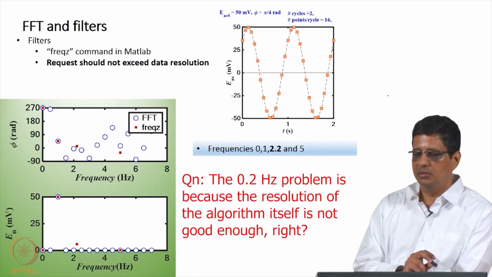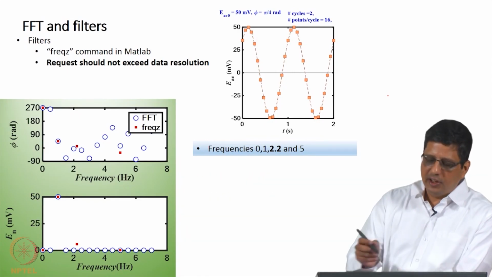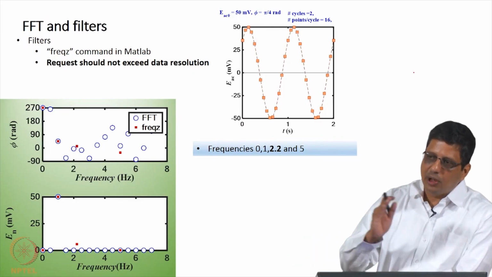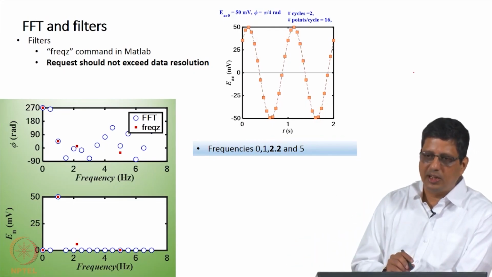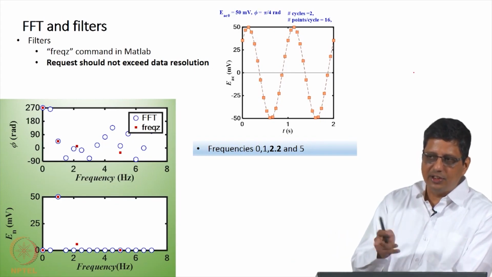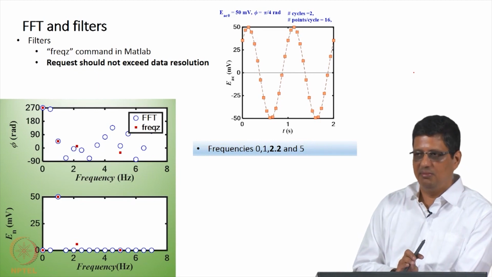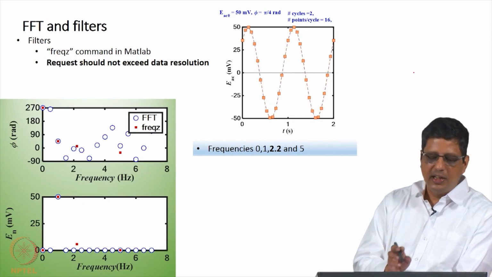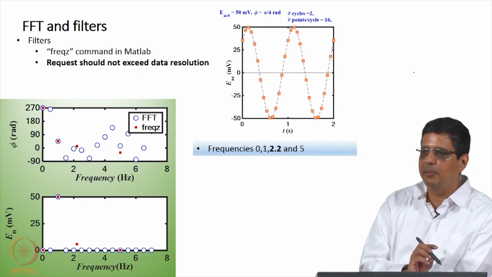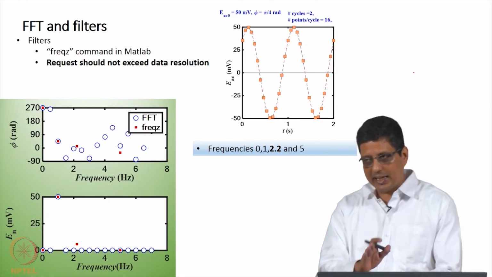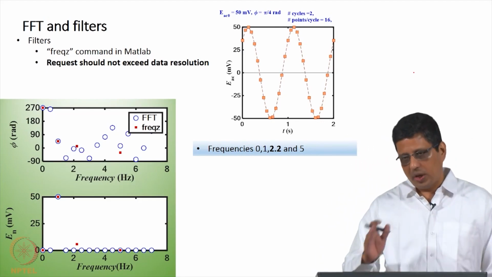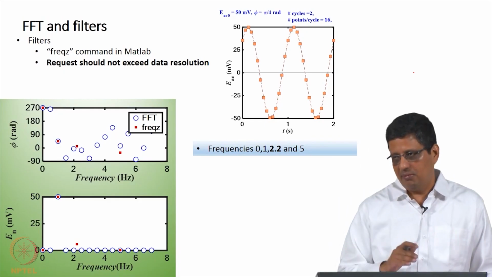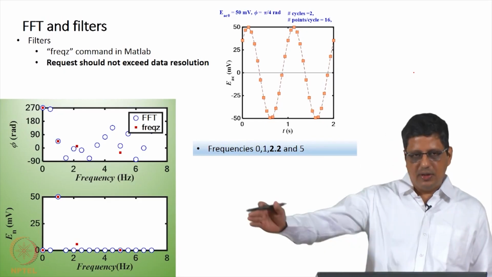So, this 0.2 problem is because the resolution of the algorithm itself does not go below 0.5? No. If you give data up to 10 cycles, it will go in 0.1 intervals, no problem at all. It is not that the algorithm has a problem. My feed and request to the algorithm, that combination is not correct. If you give the correct feed and the correct request, it will give me the correct data. If you give this feed, I should not ask anything better than 0.5. I can ask at 0.5, I can ask at 1 hertz, no problem. I can't ask 0.7.